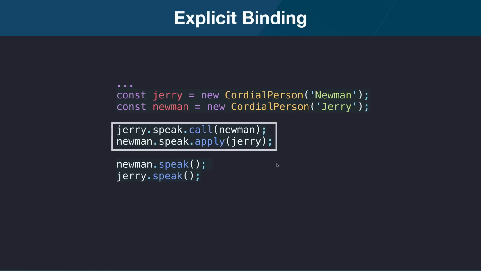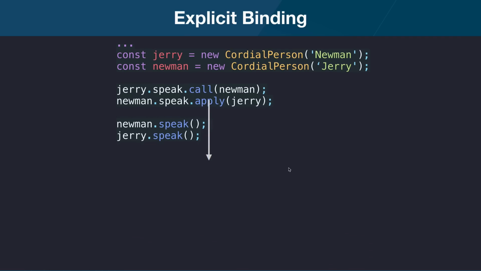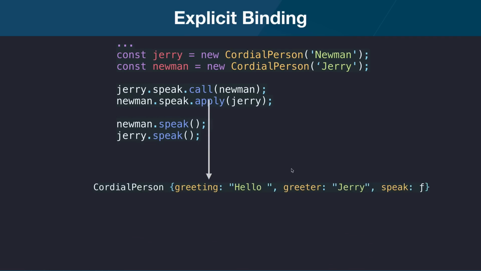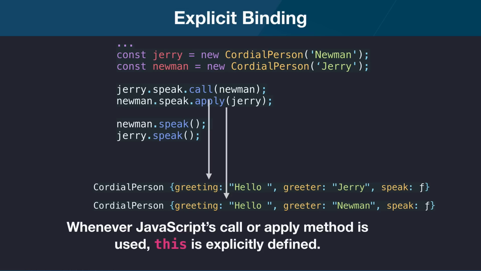So notice that these are the two new things that we just did. We added these two lines of code. So Newman and Jerry behave differently. That call, because we bound it up, is going to actually be Jerry. And then this call, when we bound it up, they're going to switch, and now it's going to be Newman. So I think the arrows are a little bit vice versa, but I think you get the point there. Whenever the JavaScript's call or apply method or bind method are used, this is explicitly defined. That's the thing you need to remember.